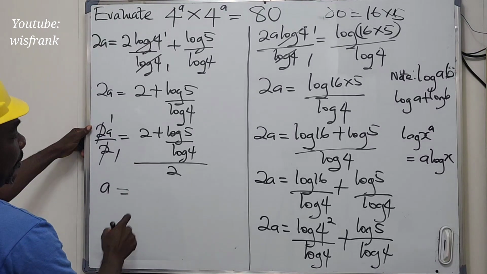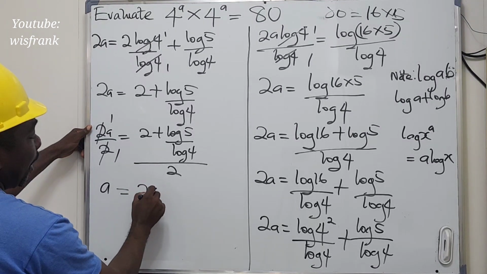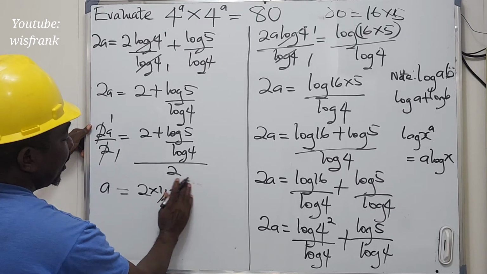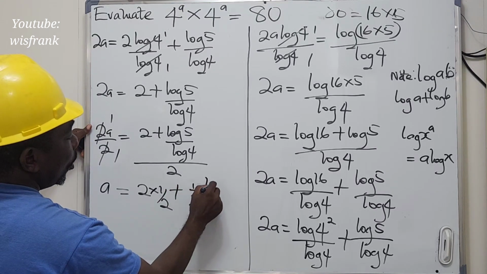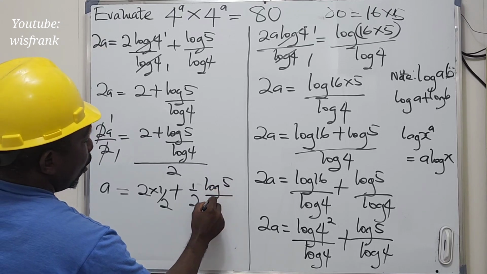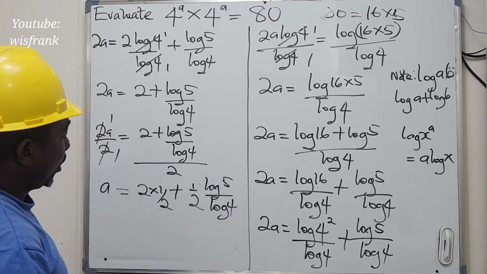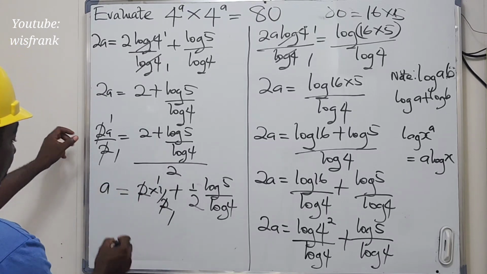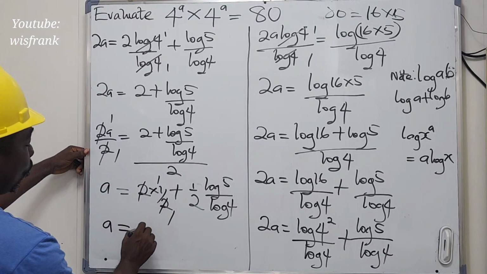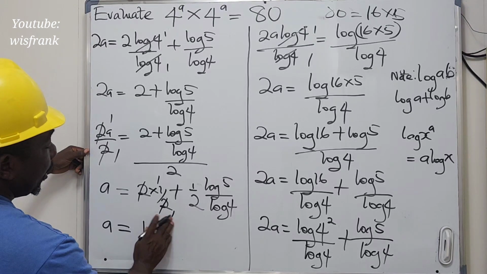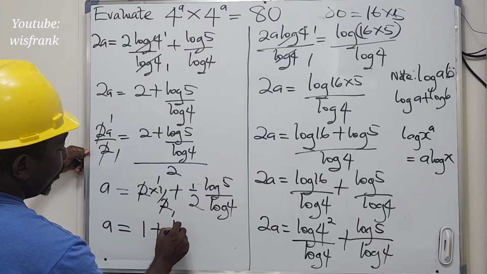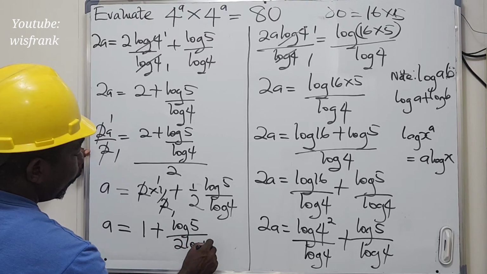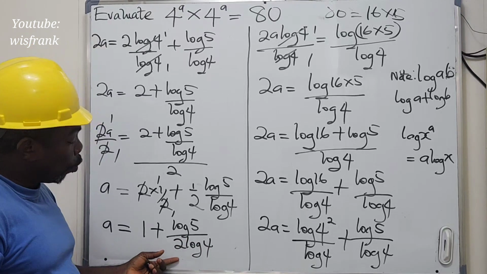because this is the same thing as having 2 times 1 all over 2 plus, or we first take 1 all over 2 log 5 all over log 4. In this case, 2 cancel here and 2 cancel here. This becomes 1. So our value of a equals 1 plus, in this case, log 5 all over 2 log 4. So this is what we have.